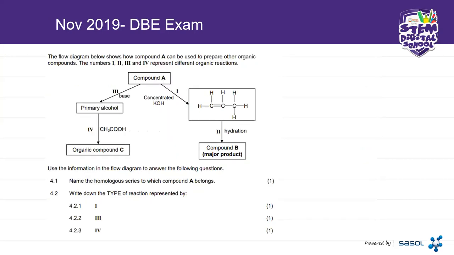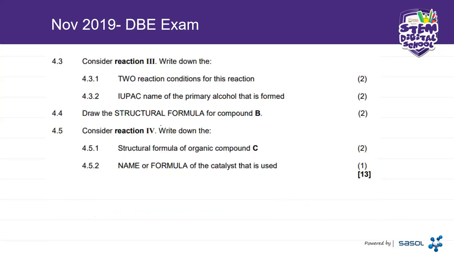Okay, so 4.2 says write down the type of reaction. Write down. Oh, I'm sorry about that.